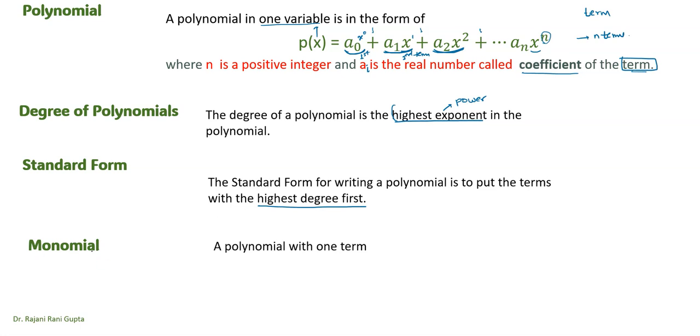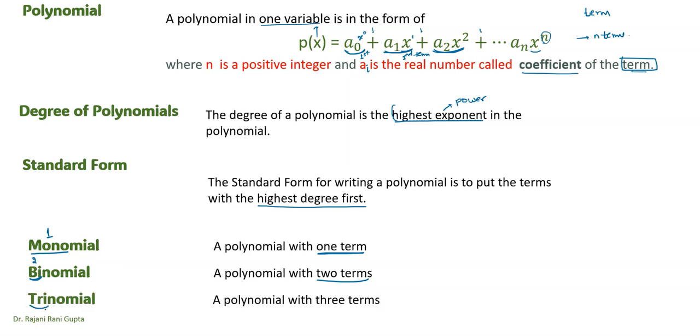Next is monomial. Mono means one. So a polynomial with only one term is called a monomial. Binomial. Bi we generally use for two. So a polynomial with two terms is called a binomial. Then trinomial. Tri we use for three. So a polynomial with three terms is called a trinomial. Okay, so let's consider an example.